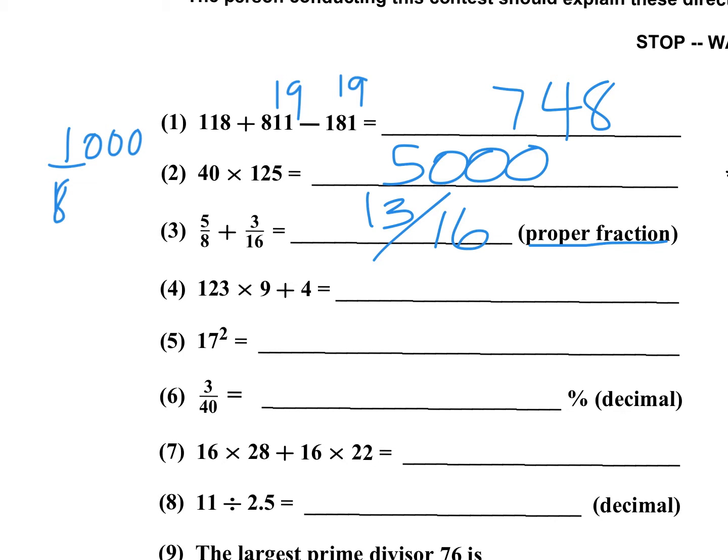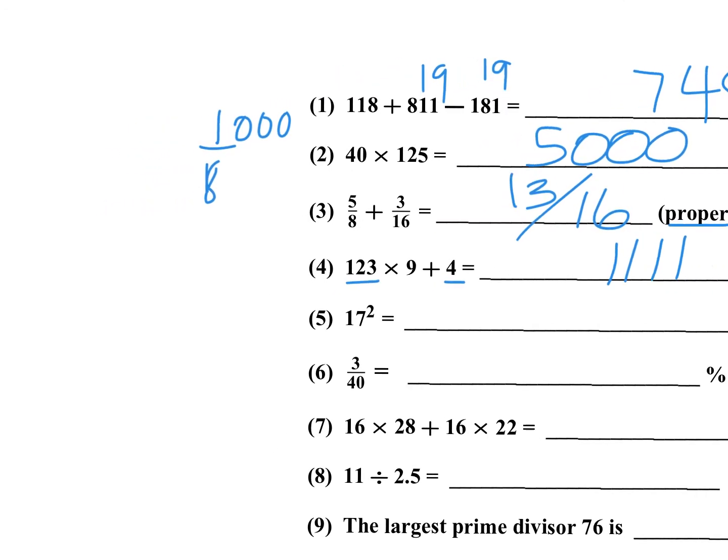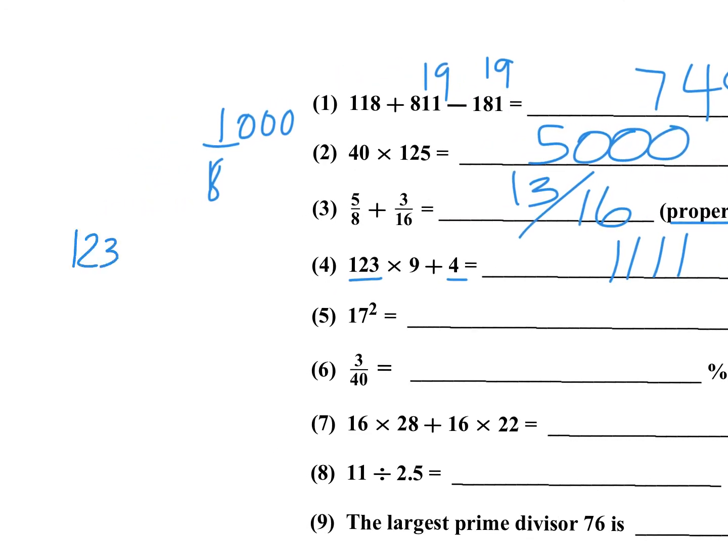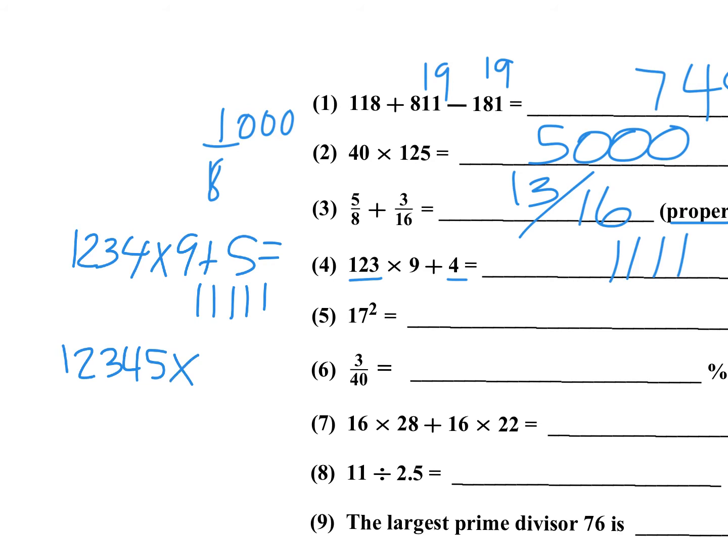Number 4 is an interesting problem. 9 times 3 is 27, plus 4 is 31, carry a 3. 9 times 2 is 18. 18 plus 3 is 21, carry a 2. 9 plus 2 is 11. So this one actually has a neat little shortcut. If you go 1, 2, 3 times 9 plus 4, you're going to have 4 ones. Let's look for a pattern here. If you have 1, 2, 3, 4 times 9 plus 5, you're going to have 5 ones. And if you have 1, 2, 3, 4, 5 times 9 plus 6, that means you're going to have what? 6 ones.